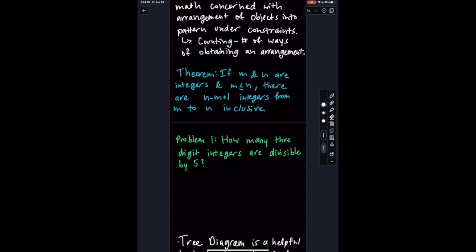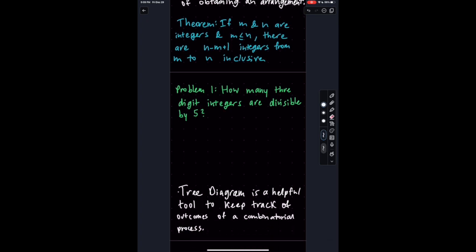So we're going to start today by thinking about this theorem. If m and n are integers and m is less than or equal to n, there are n minus m plus 1 integers from m to n inclusive. What inclusive means is it's including m and n, the boundaries. So how can we use this to solve this first problem?